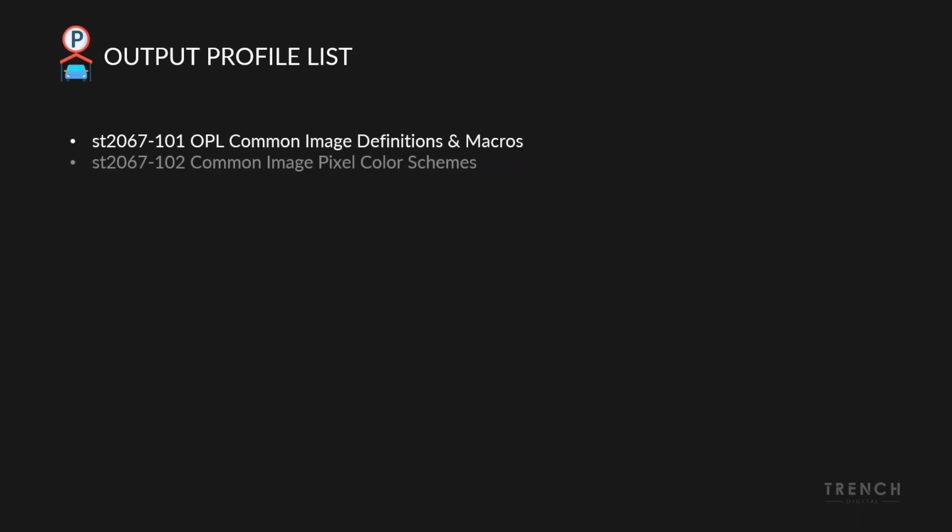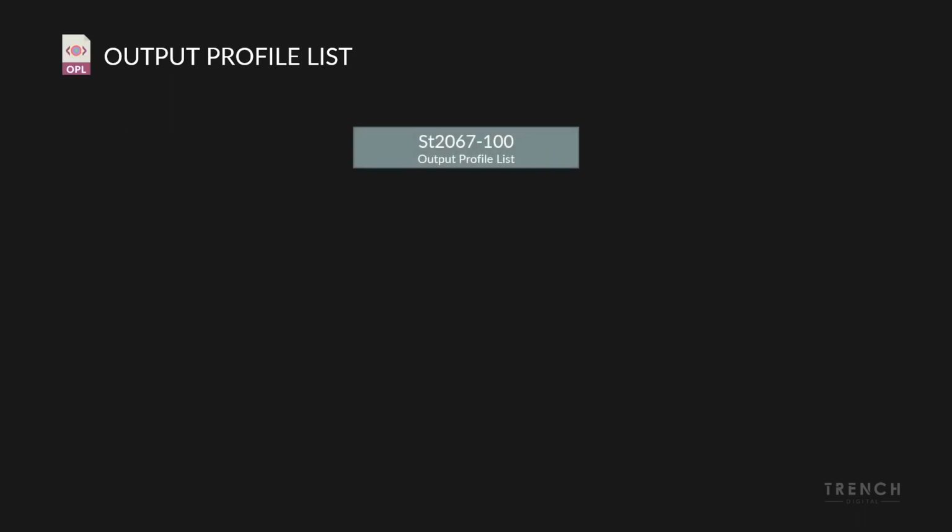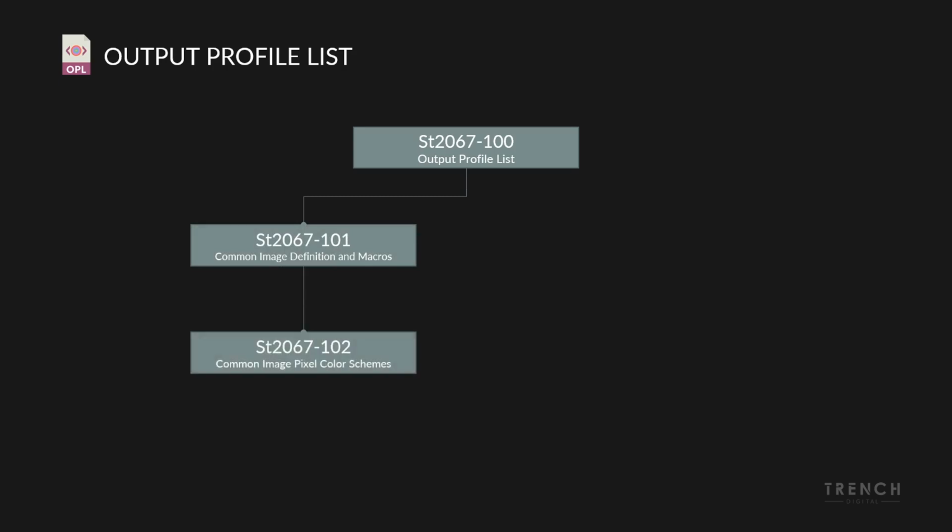Again, coming back to the car park, we will see the three remaining standards which we have yet to address, and they relate like this. Looking at image first, we have two documents: the common image definitions and macros, which defines the macros that are applicable to use for image processing within IMF, and the pixel color schemes document, which complements standard 2067-101 by defining the allowed color schemes which should be adhered to when processing an image.